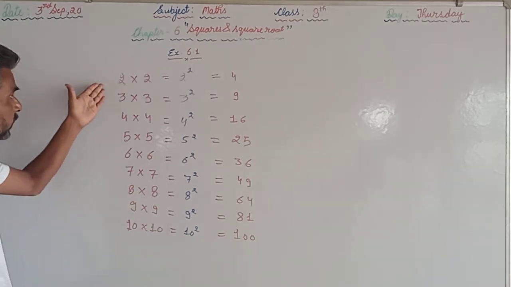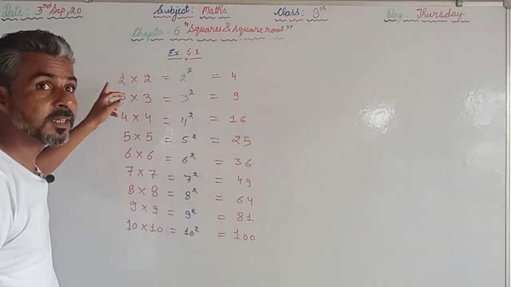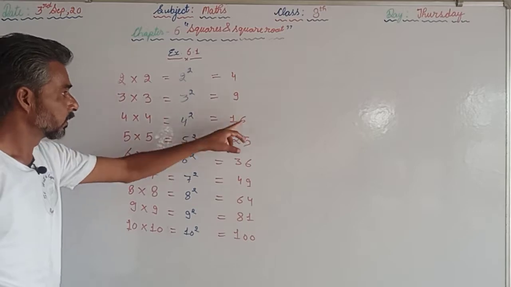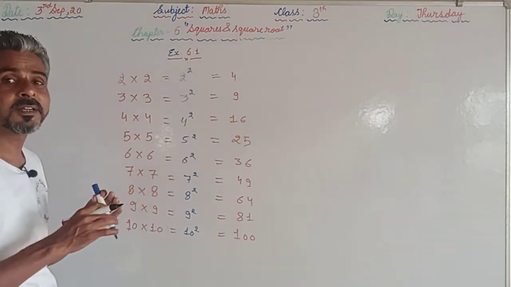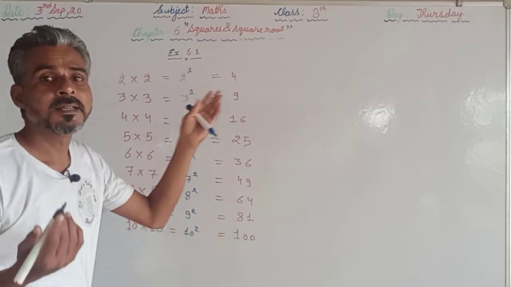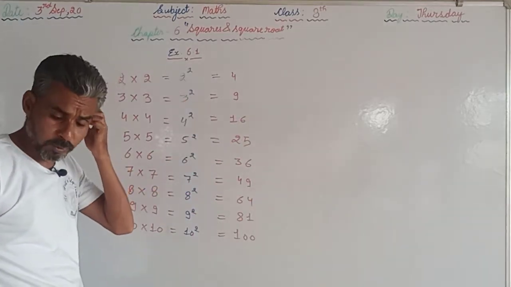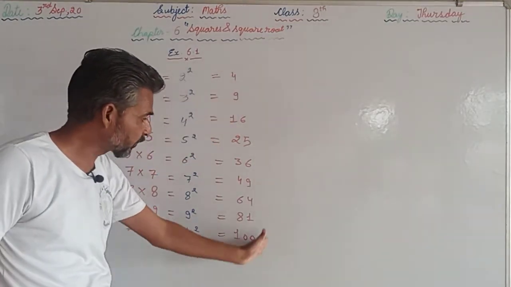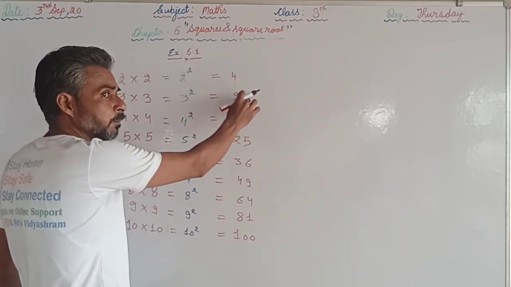So these are the squares, and this is the square root. The square root of 4 is 2, the square root of 9 is 3, of 16 is 4. The square root means the number which we multiply by itself to get the square. As I told you, these are the perfect squares, means 4 and 9 are perfect squares.